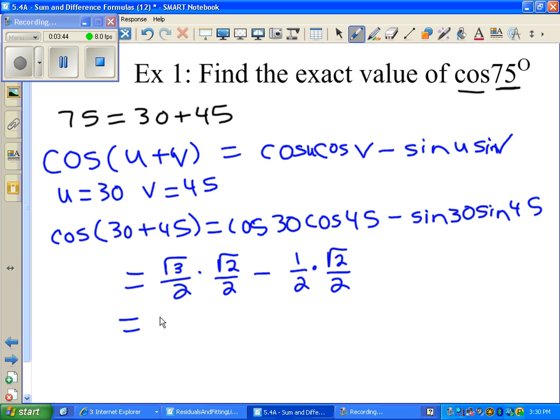Simplifying this, I will get the square root of 6 over 4 minus the square root of 2 over 4, and that is equal to the square root of 6 minus the square root of 2. I cannot combine those because I'm subtracting, all over 4.